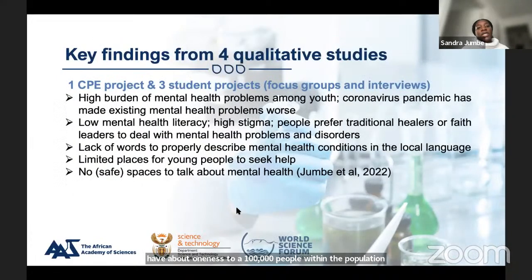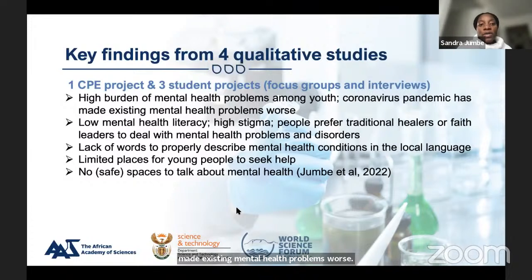So since starting my fellowship, we've conducted a few scoping projects. So I'll just report some key findings. We've done 4 qualitative studies. One was a community public engagement project, and the others were 3 student projects that I supervised, so master students, and they were a blend of focus groups and interviews. And the key findings that we identified were that there's a high burden of mental health problems among young people, and the coronavirus pandemic has made existing mental health problems worse.